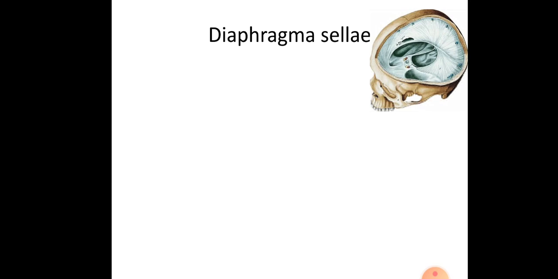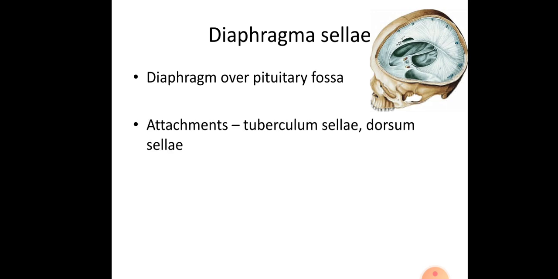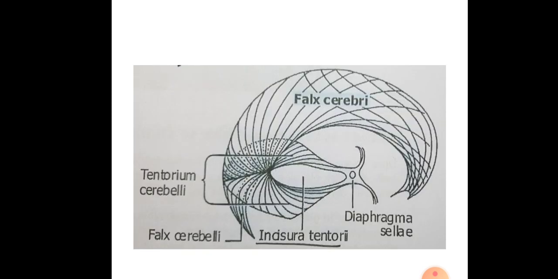Now the diaphragma sellae. It is a diaphragm over the pituitary fossa in the middle cranial fossa. Attachment: if you have seen the sella turcica or the pituitary fossa in the bone, you know anteriorly it is bounded by the tuberculum sellae and posteriorly the dorsum sellae. Naturally, this diaphragma sellae is attached anteriorly to the tuberculum sellae and posteriorly to the dorsum sellae. And there will be an opening in the middle for the passage of the pituitary stalk.